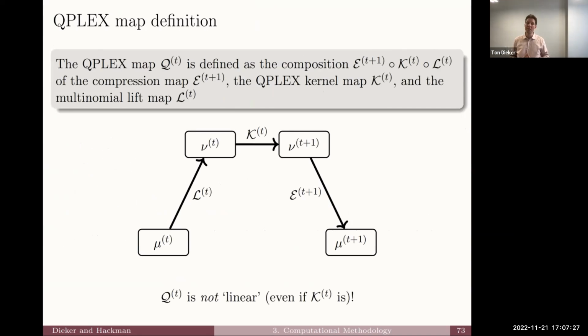Okay, so what is this QPLEX map? QPLEX map is a composition. First you go up, then you go over, and then you go down. That's the definition of the map, right? But the definition of the map, of course, uses this large state space, and I'll come back to that in a second. The Q map is never going to be linear because there's a lot of nonlinearity sitting inside of this L map, even if K is linear. So the Markov chain on the top level is not linear.